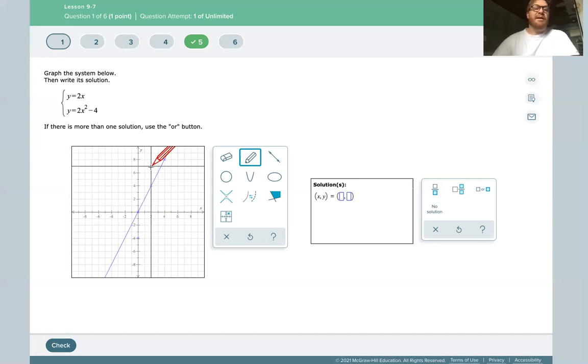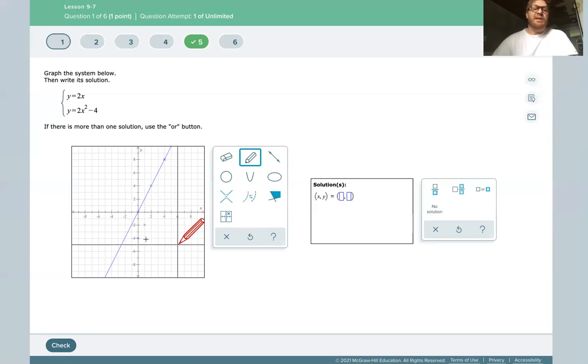So now let's put in 1 because it's kind of in between. So 2 times 1 squared is 1. So 2 times 1 is 2, and 2 minus 4 is negative 2. So I have the point 1, negative 2. So I've got 2 points.